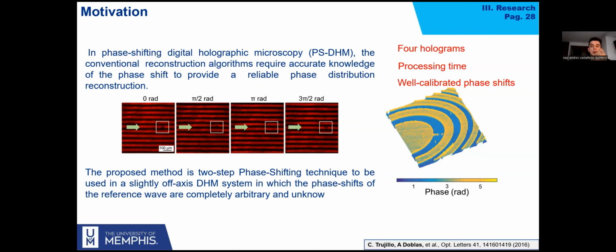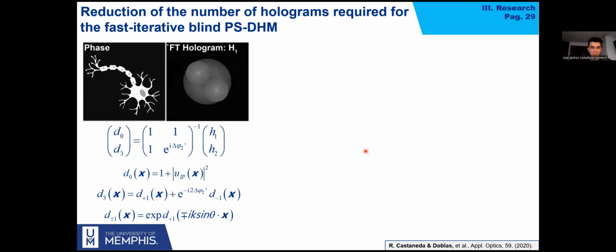So the question that we pose here is, will it be possible to obtain a blind strategy method that implements two holograms? When I say blind strategy, I mean that it is not necessary to have knowledge about the phase shift between the recorded holograms, right? So let me explain the fundamentals of this work.